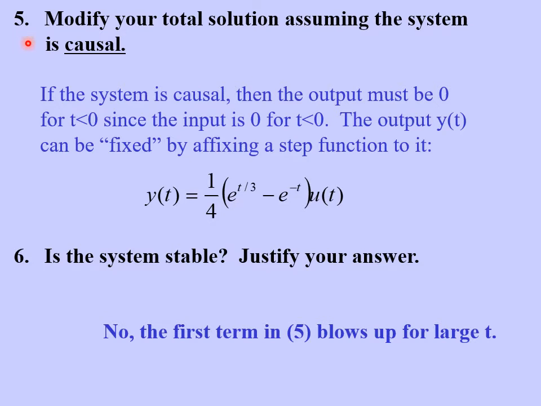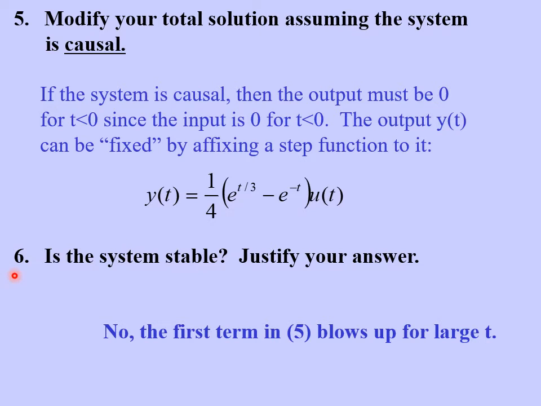Part 5, modify your total solution assuming the system is causal. Well, what this means is that if the system is causal, then the output has to be 0 for t less than 0, since the input is 0 for t less than 0. So the output y of t can be fixed, basically, by affixing a step function to it. So all I've done here is just added this step function u of t to both of these terms here. Before it was just on the one term. Now it's on both. So this basically means this output goes to 0 for negative time, because of this step function here. The other thing you can notice is I've factored out the 1/4 just to clean up a little bit.